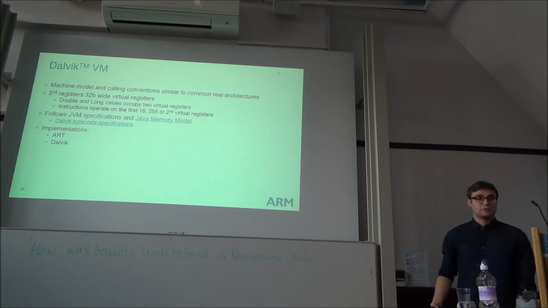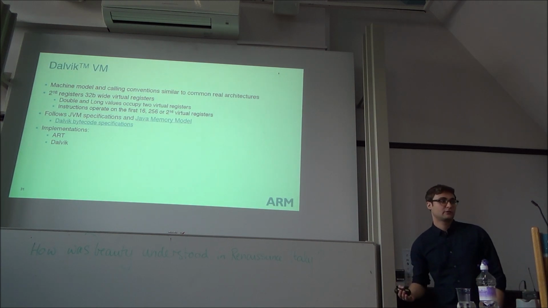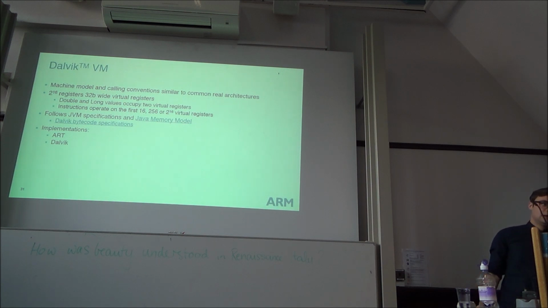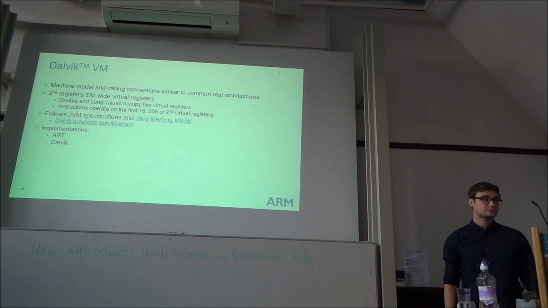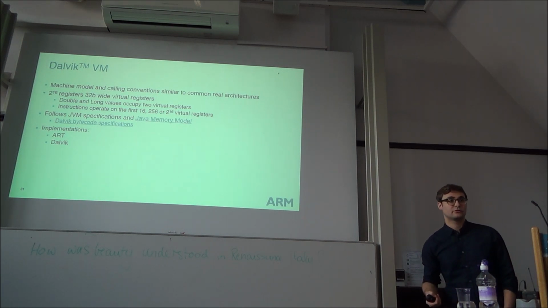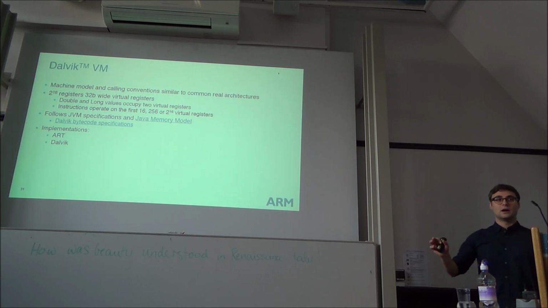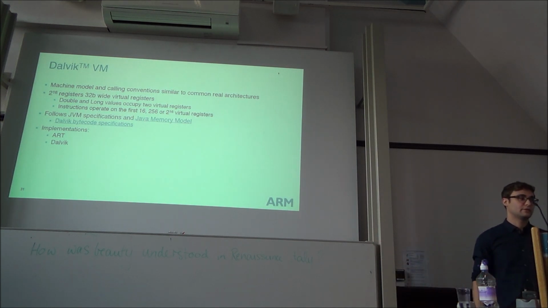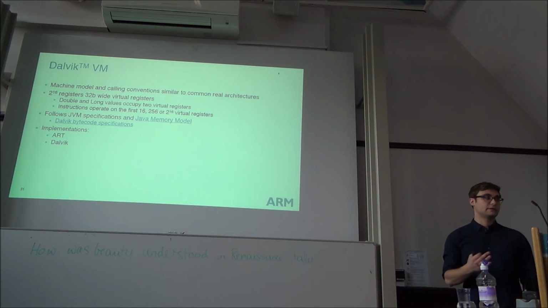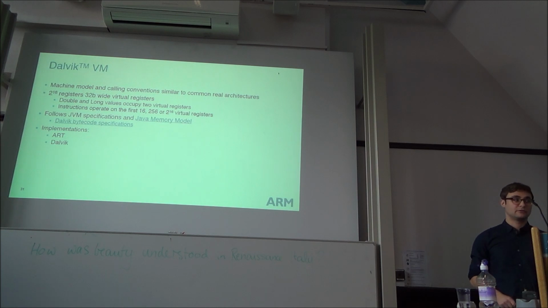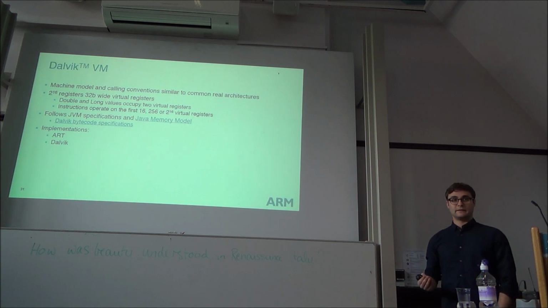The Dalvik virtual machine, the virtual machine that we refer to in the Android context, basically mirrors common modern architectures. It has 2 to the power 16 virtual registers, which are 32-bit. It has different types of operations that operate either on the first 16, 256, or all the virtual registers. It follows the Java memory model, and it has its own bytecode specification. The implementations for the Dalvik virtual machine are ART and Dalvik.